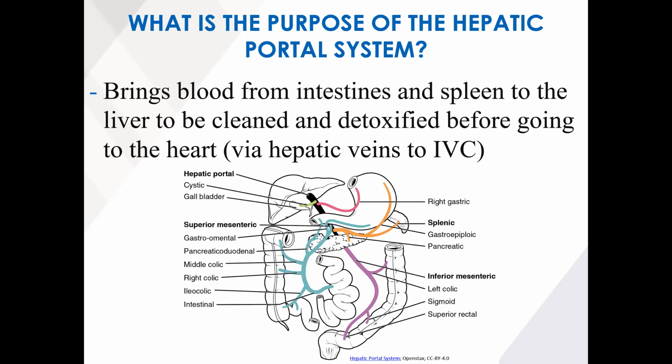So the whole purpose of this hepatic portal system, this capillary leading to another capillary, is allowing us to look over the things that we've absorbed from our digestive tract to make sure that they're what we want to send throughout the rest of our cardiovascular system.